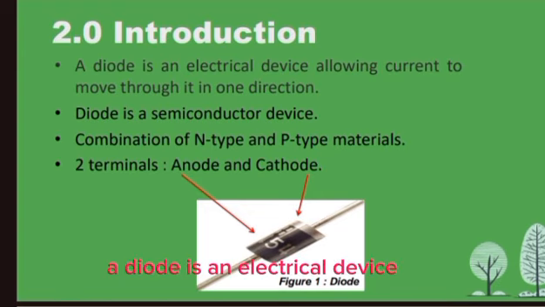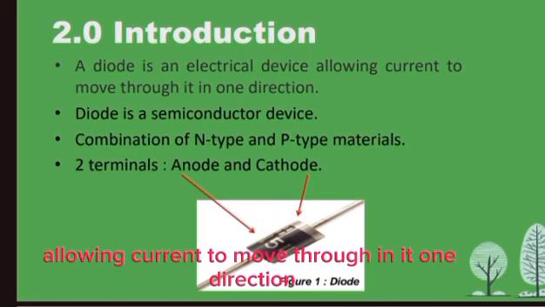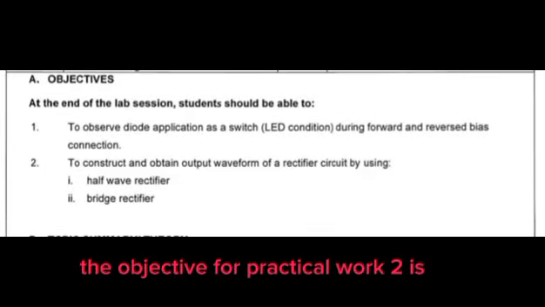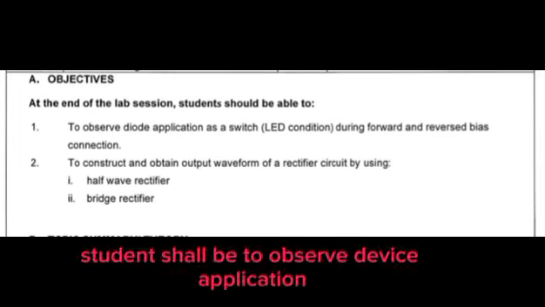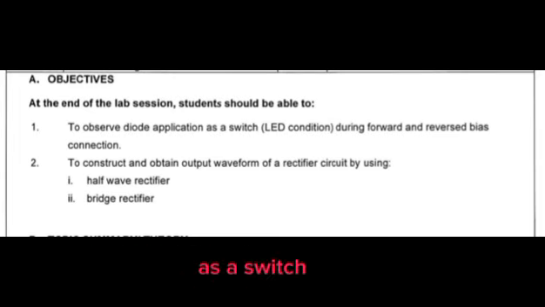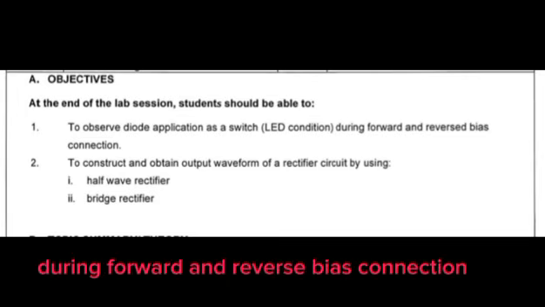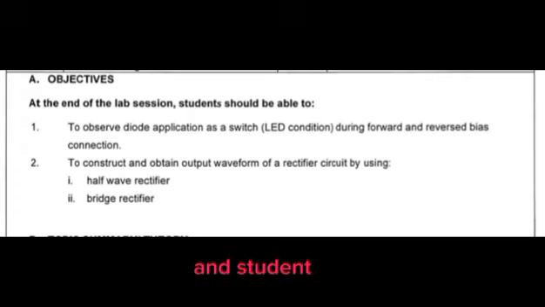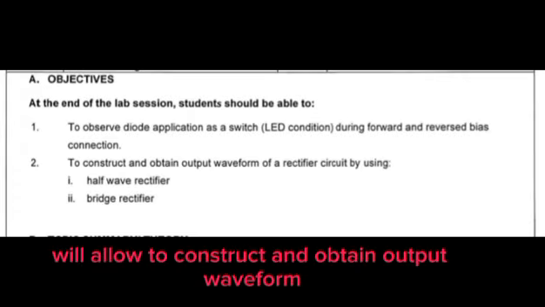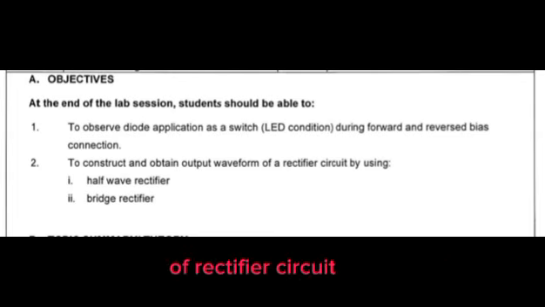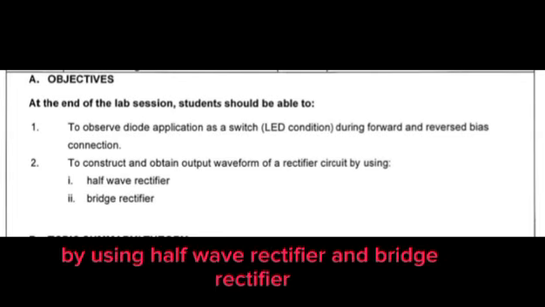Diode. A diode is an electrical device allowing current to move through in one direction. The objective for practical work 2 is that students should be able to observe diode application as a switch, LED condition during forward and reverse bias connection, and students will be able to construct and obtain the output waveform of rectifier circuits by using a half-wave rectifier and a bridge rectifier.